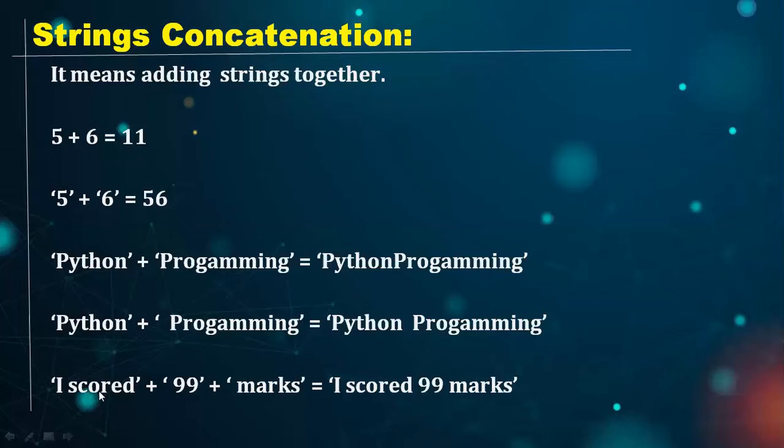Then we have another example where I am concatenating strings, and 99 here is not a numeral, it is a character. Again, I am keeping some space here so that the space can be shown. And before marks also there is space. So when we concatenate all these strings, the result is I scored 99 marks. There can be two strings or more than two strings for concatenation.